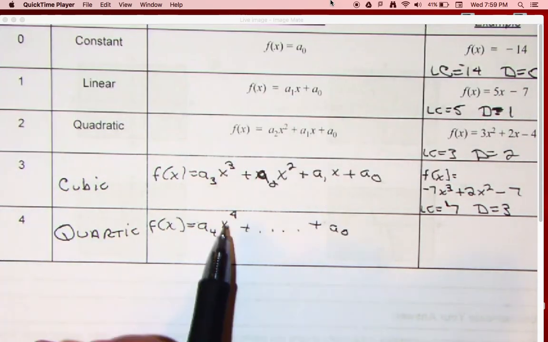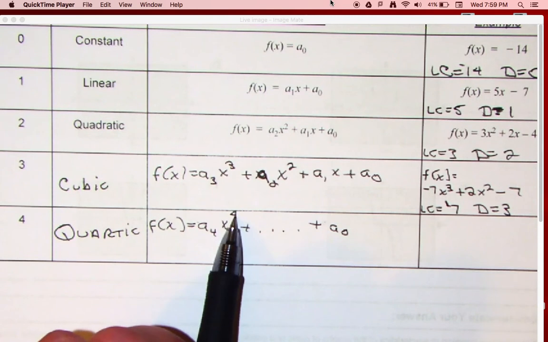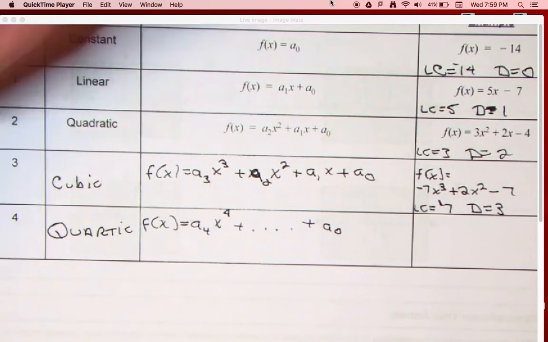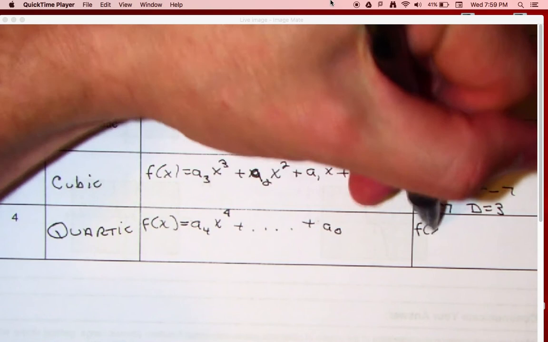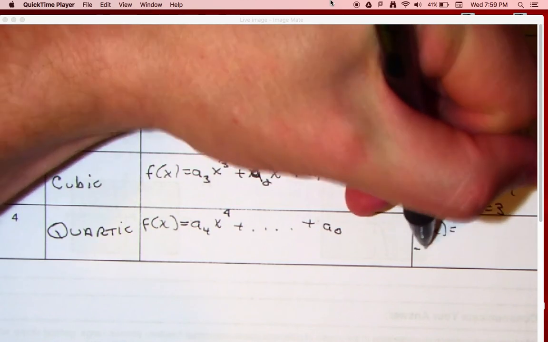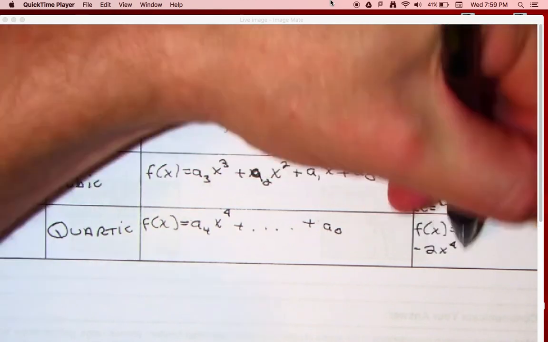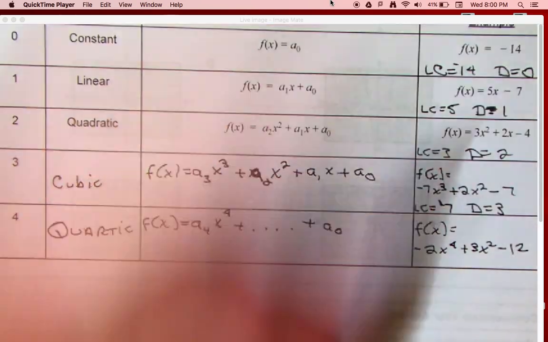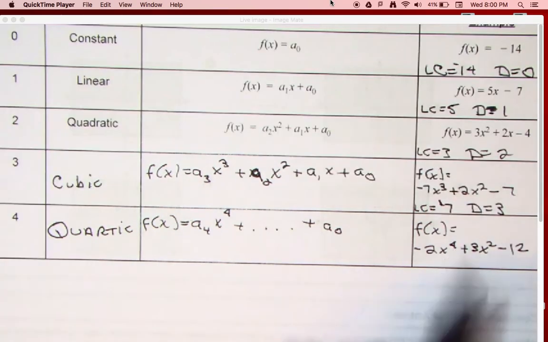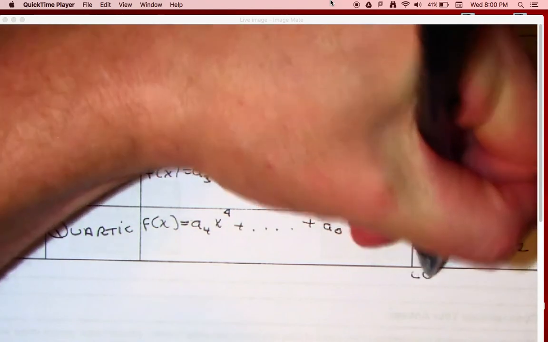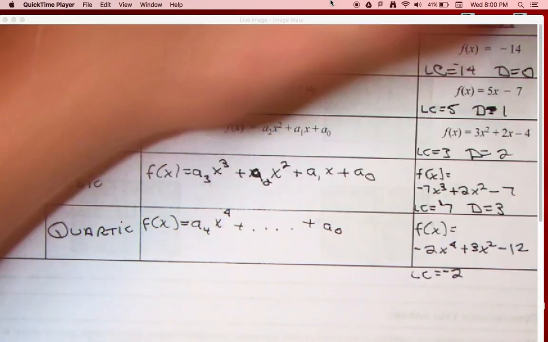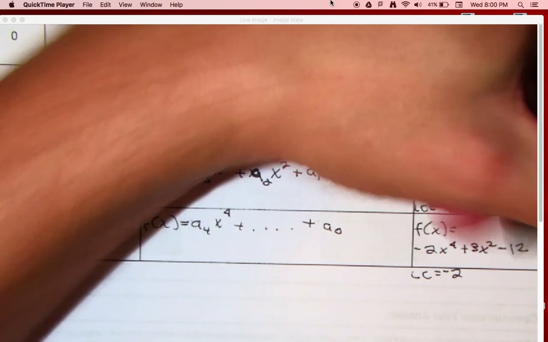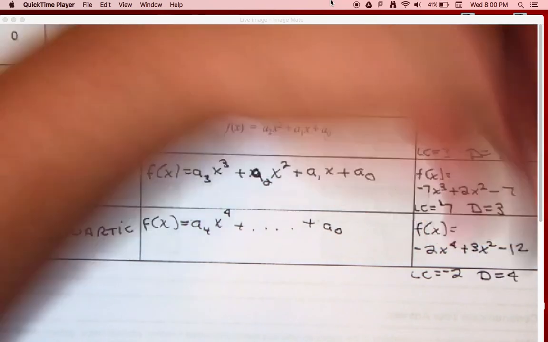So the key thing to remember is degree of 4, highest exponent is 4. So a quick example of that would be something like this. F of x equals negative 2x to the 4th plus 3x squared minus 12. You can see my highest exponent is 4. So this has a leading coefficient of negative 2. Okay, it's written in descending order. This has a degree of 4.